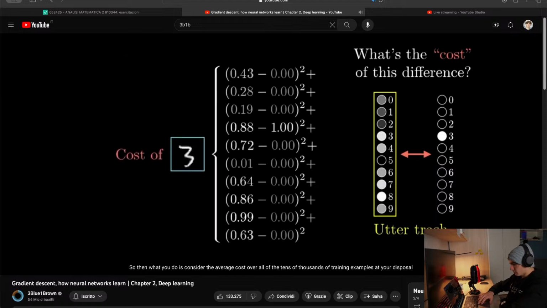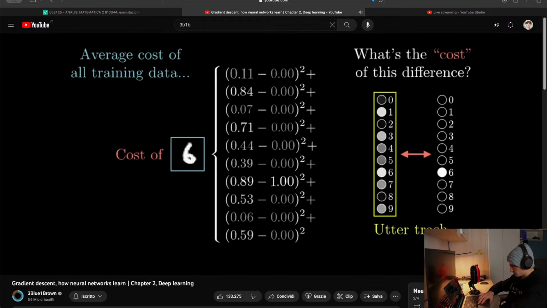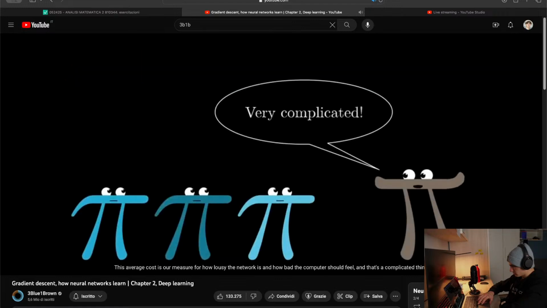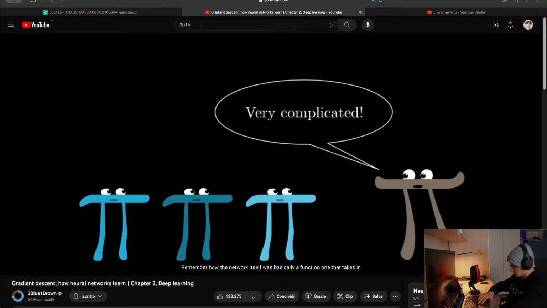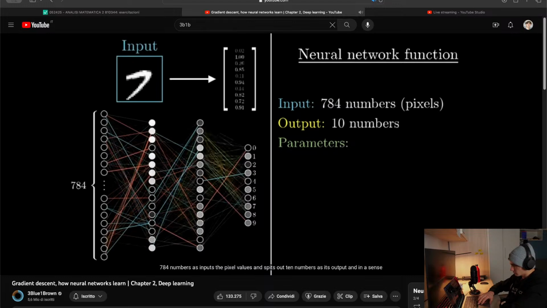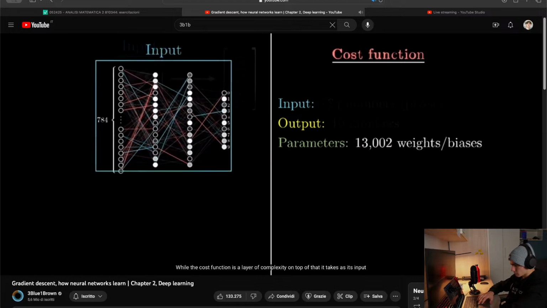So then what you do is consider the average cost over all of the tens of thousands of training examples at your disposal. This average cost is our measure for how lousy the network is and how bad the computer should feel. And that's a complicated thing. Remember how the network itself was basically a function, one that takes in 784 numbers as inputs, the pixel values, and spits out 10 numbers as its output. And in a sense, it's parameterized by all these weights and biases. Well, the cost function is a layer of complexity on top of that.